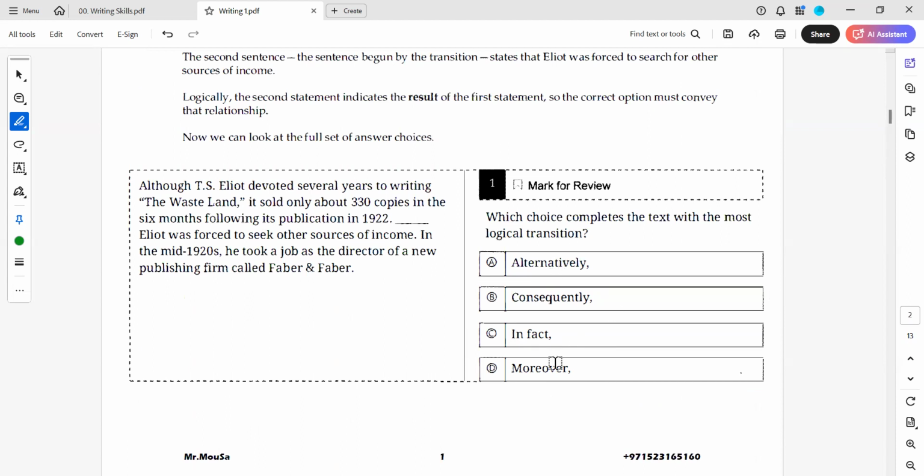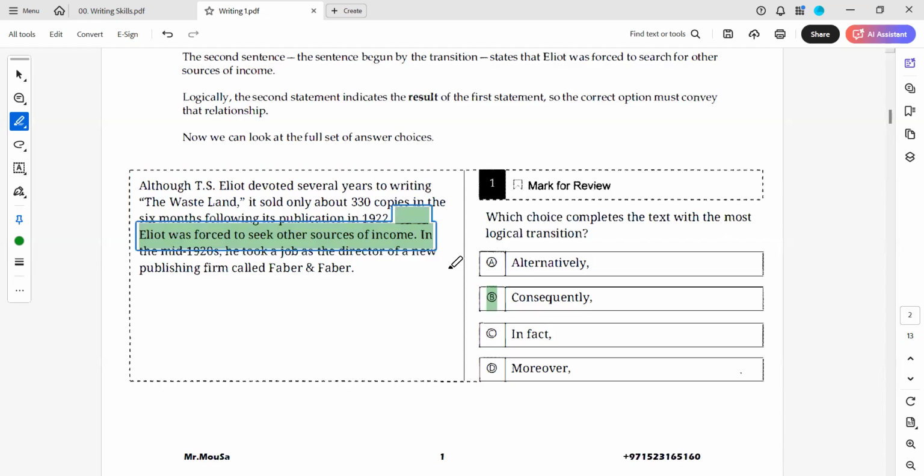So we just need to check. The relationship here, we said it's cause and effect. So the fittest transition to be used in that case, of course, yes, we need a cause and effect transition. So here we have it in B. Consequently, actually, is the correct answer. Here we have the cause and effect transition.